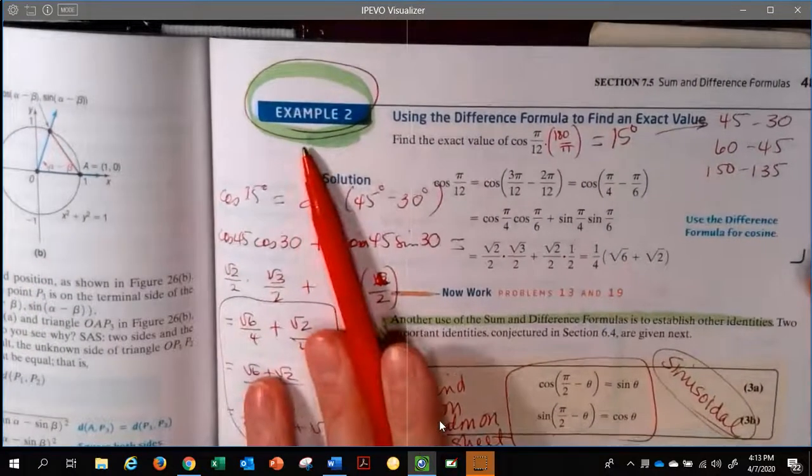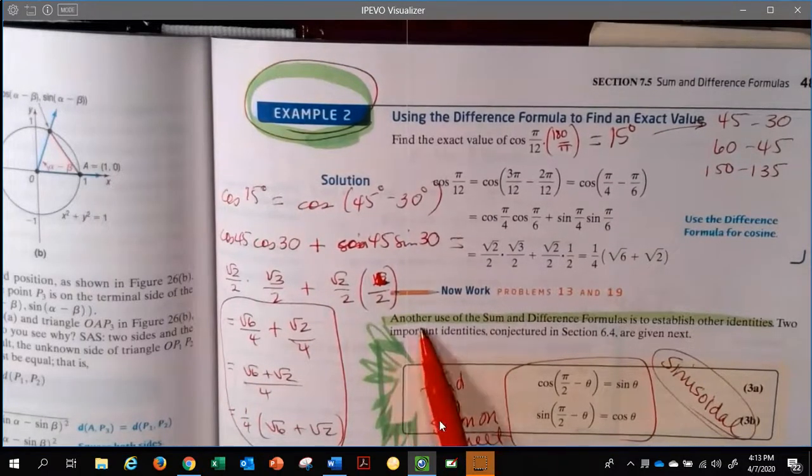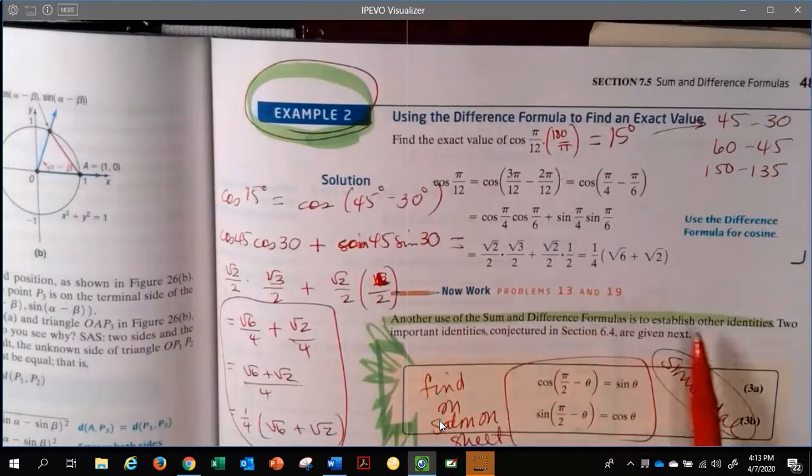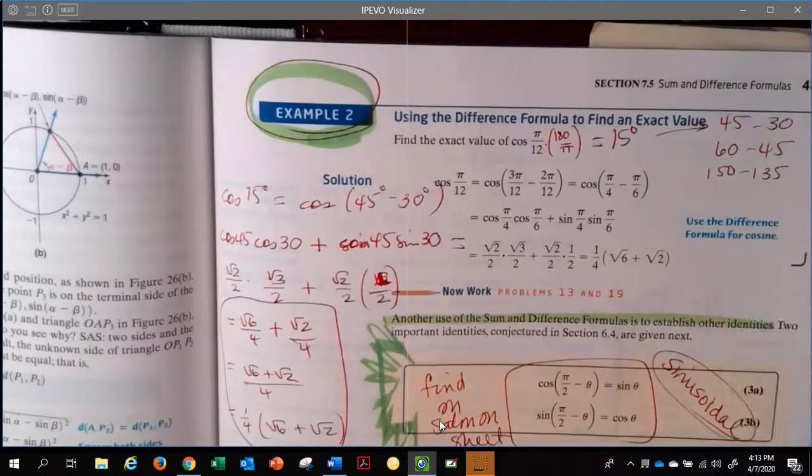On page 489, there's an example 2. Make sure you know how to do that example. And on this one, another use of the sum and difference formulas, but notice I scribbled it out. So this one's not going to be on the test.